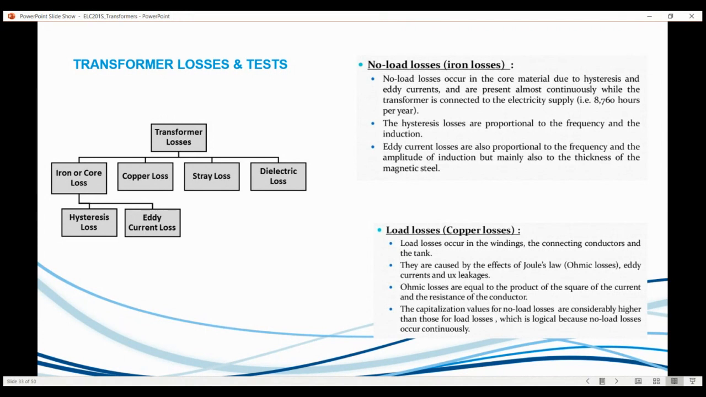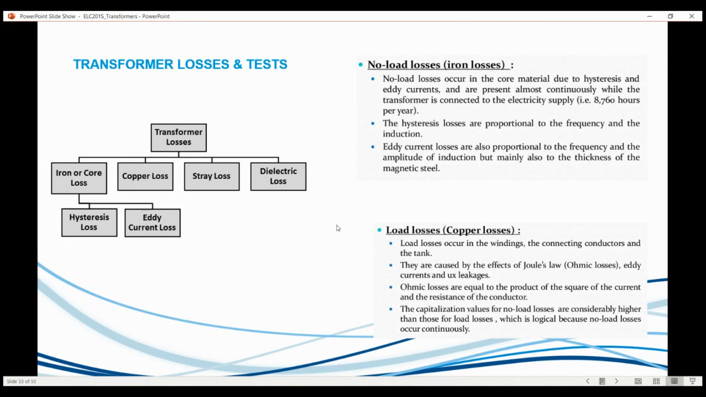I'm not really going into the losses themselves, but the hysteresis loss, for instance, is proportional to the frequency and induction, so the more induction you have, the bigger those losses. Your eddy current losses are also proportional to the frequency and the amplitude of induction, but mainly the thickness of the magnetic steel. It's just for information's sake here. Just treat the iron losses as no load losses.